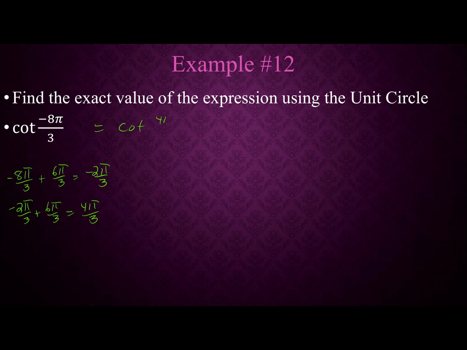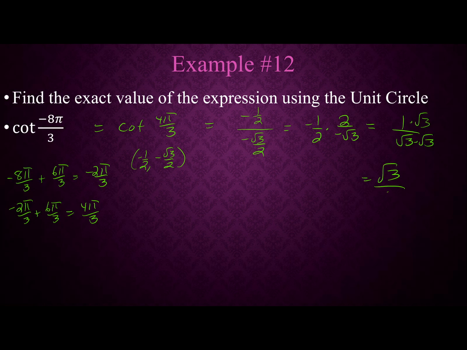So cotangent of 4 pi over 3 is going to give us a negative 1/2, comma, negative root 3 over 2. So it's really going to be negative 1/2 divided by a negative root 3 over 2. This one, things don't cancel nicely, so we're going to have to go through the basic arithmetic of this. Recognizing it's top divided by bottom, so it's top times the reciprocal of the bottom. Negatives cancel, 2's cancel, it's 1 over root 3, which we then rationalize into root 3 over 3. And there's that last one.